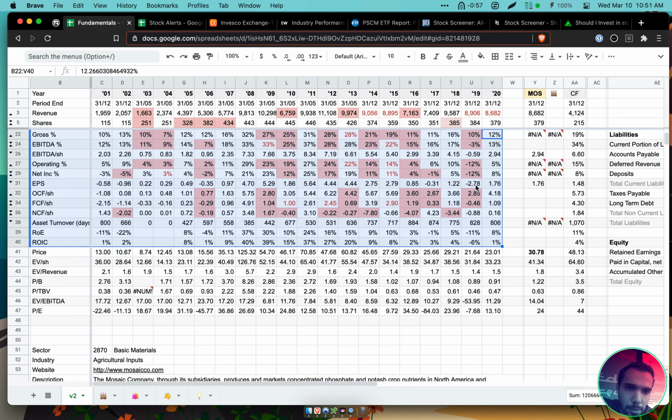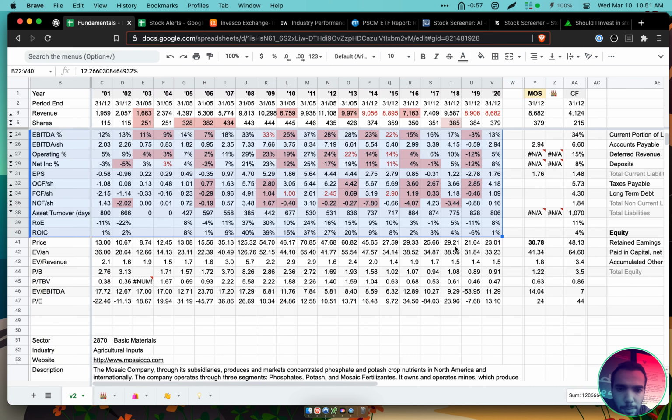Earnings per share is 1.76, so it's positive. Been positive for a while. It only dipped negative in 2019. Don't know why that is. Operating cash flow has been positive for a while. That's good. Asset turnover is going up. That's not good. Well, actually, it's dipped. Yeah, it's been relatively low.